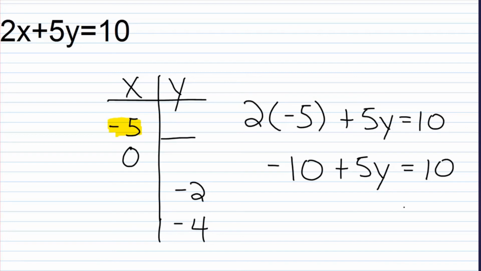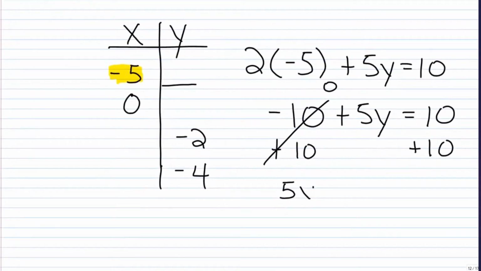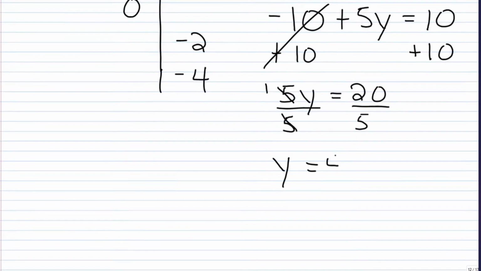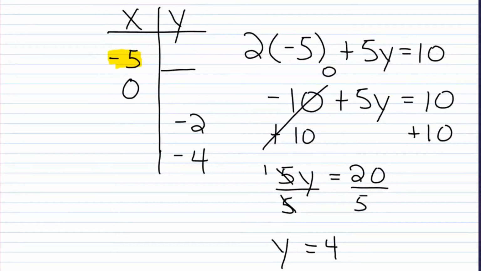And now you just treat this as a linear equation in one variable, and you just solve for y. So if I add 10 to both sides of the equation, that becomes 0. I'm left with 5y equals 10 plus 10, which is 20. Then I can divide both sides of the equation by 5. That will cancel, become 1, and I'll have y equals 20 divided by 5, which is 4. So the ordered pair here would be -5, 4. So just in my table format, I have an x value of -5, a y value of 4. So again, this is going to be -5, 4 as an ordered pair.